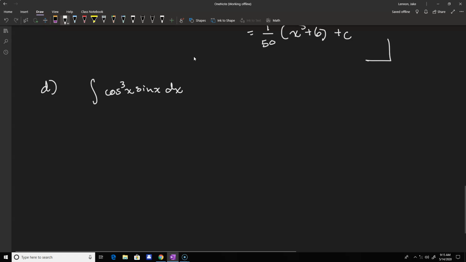So this one you could actually do either way, but again, it's going to make more sense to let u be cosine of x, because you want to let u represent something in the more complicated part of the function typically. So if we let u be cosine of x, then we know du will equal the derivative of cosine, which is minus sine, so we'll get minus sine of x dx.